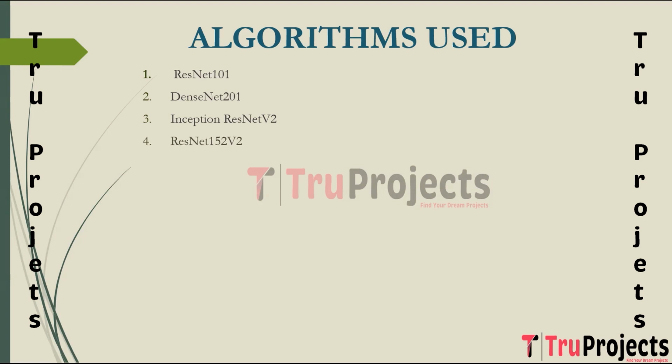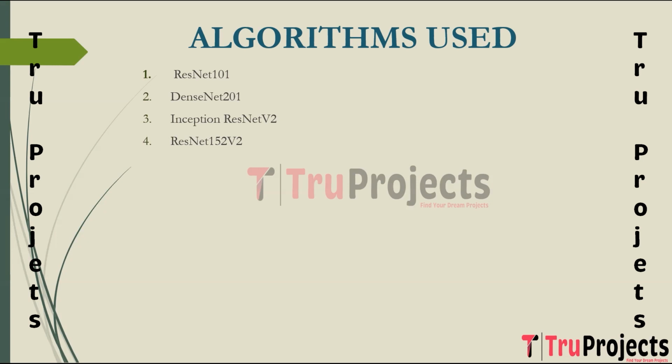Coming to ResNet 152, it is another variant of ResNet architecture. It utilizes deep residual networks to address the challenges of training very deep networks. It is employed for its ability to handle deep architectures, allowing the model to learn intricate patterns and representations in the dataset.